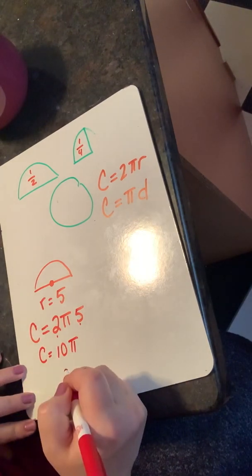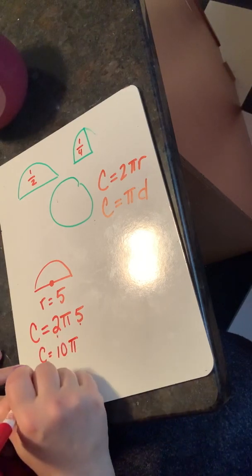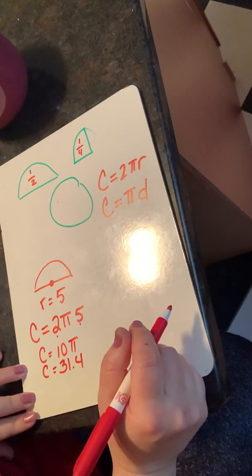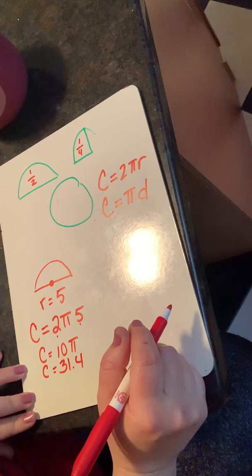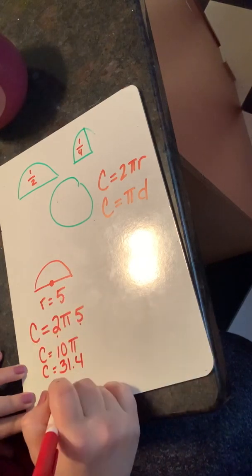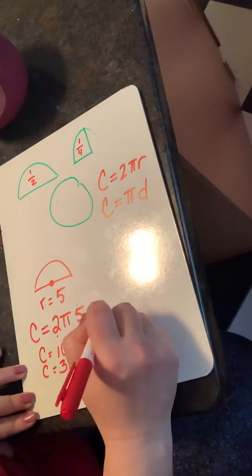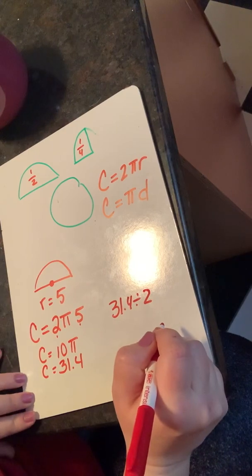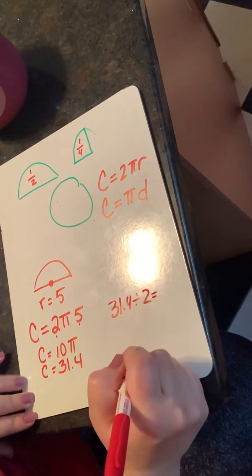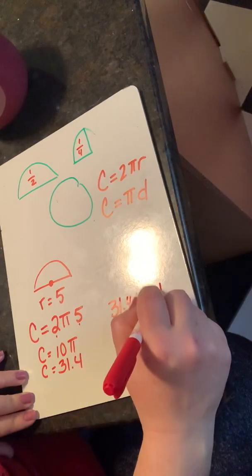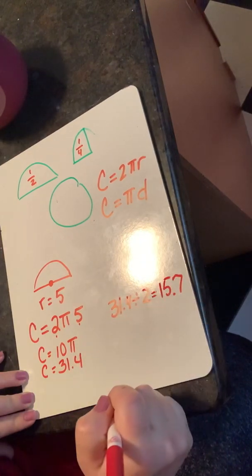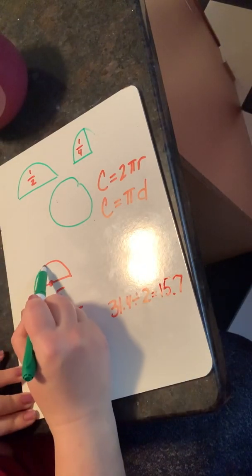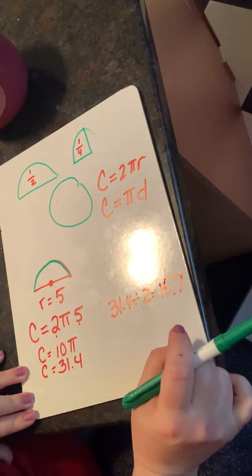Well, pi is 3.14. So when I multiply by 10, I move the decimal point over one spot to make a bigger number. So 31 4/10. Well, I have half a circle. So I have to take my 31 4/10 and divide that by 2, or take half of it. When I divide that by 2, I'm going to end up with 15 7/10.